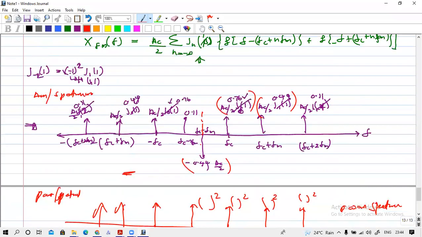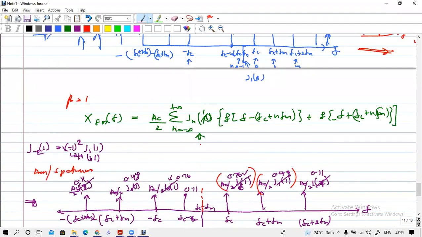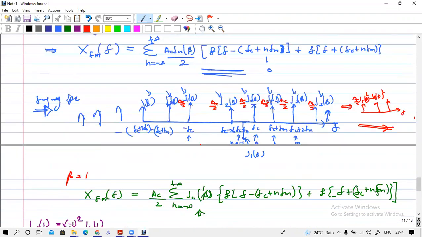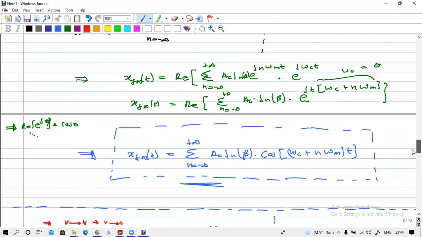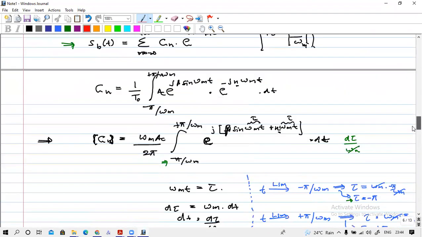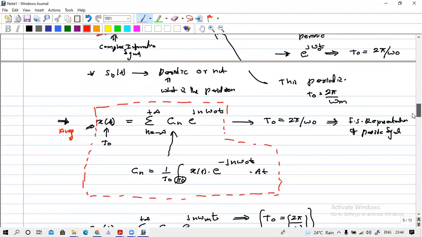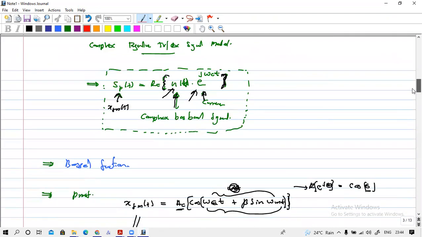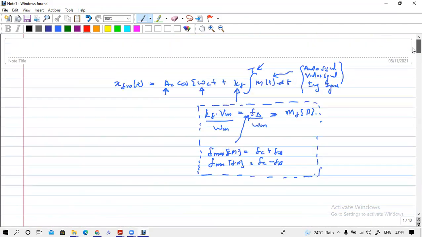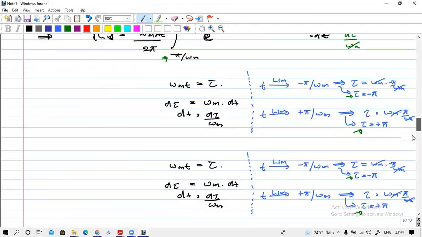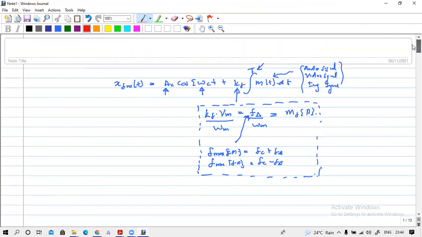So I hope this is enough. Okay, so here what we have done is that we have proved the Bessel function representation, or harmonic representation, of FM, the frequency modulated signal, and we have answered our 5th question. Okay, so we will stop.